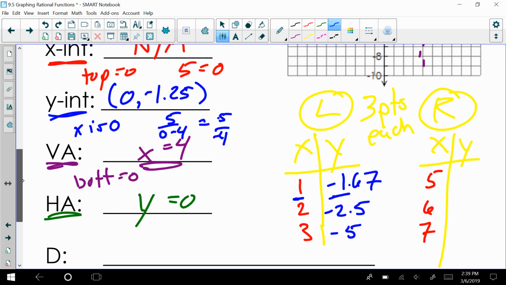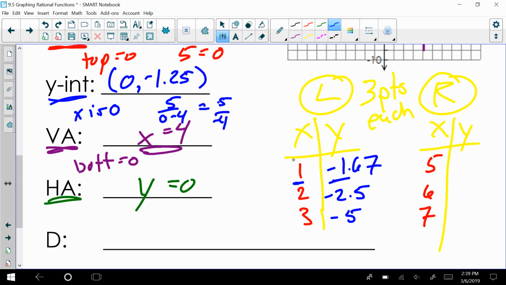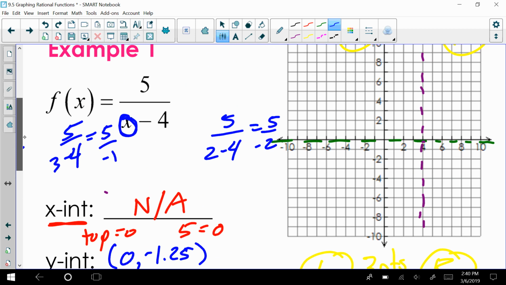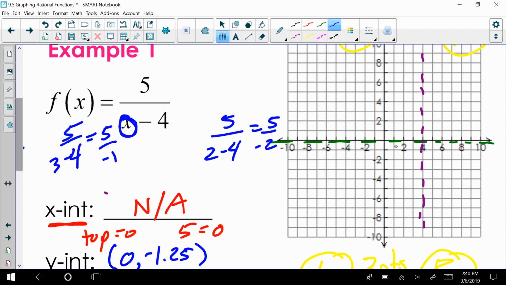If I take a second and we just plot these points, right, I got these points right here that I can plot. So I have 1, negative 1.67, so that'd be like right here. And then I had 2, negative 2.5 right here. And then I have 3, and it was a negative 5, which would be right here.